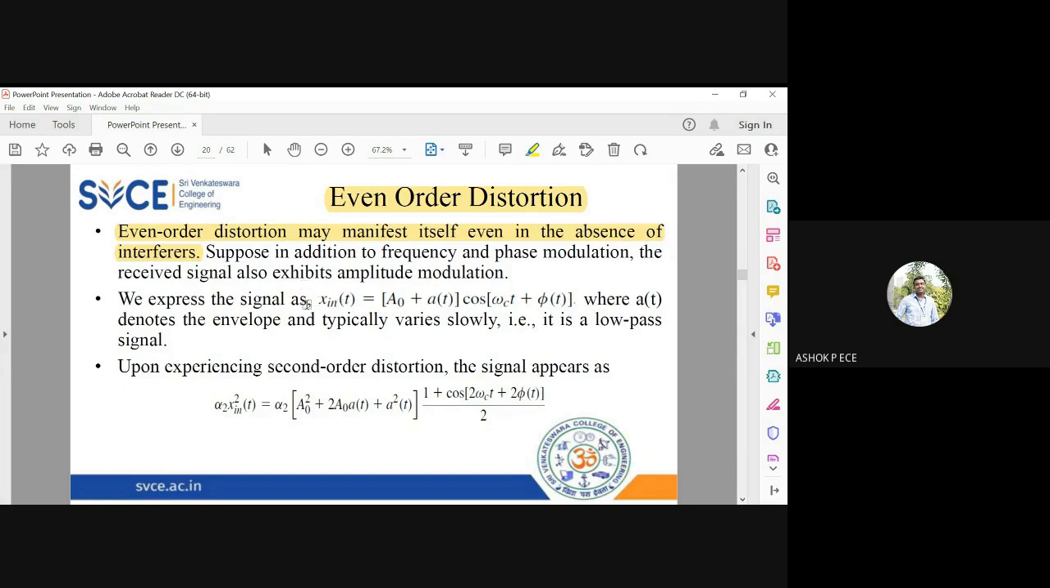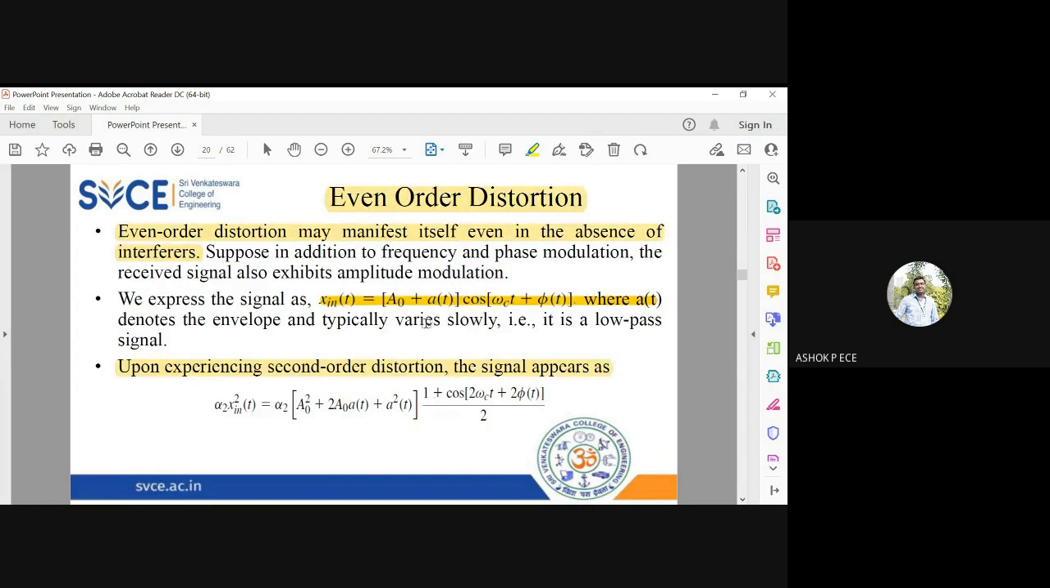So we express the signal. Assume this is your signal, x in of t equal to a naught plus a of t cos omega t plus phi of t. So this is a low pass signal, and assume it is experiencing second order distortion. It is multiplied by alpha 2 x in square of t. So square this entire term. You will get cos square, and cos square is 1 plus cos 2 omega t by 2, right?